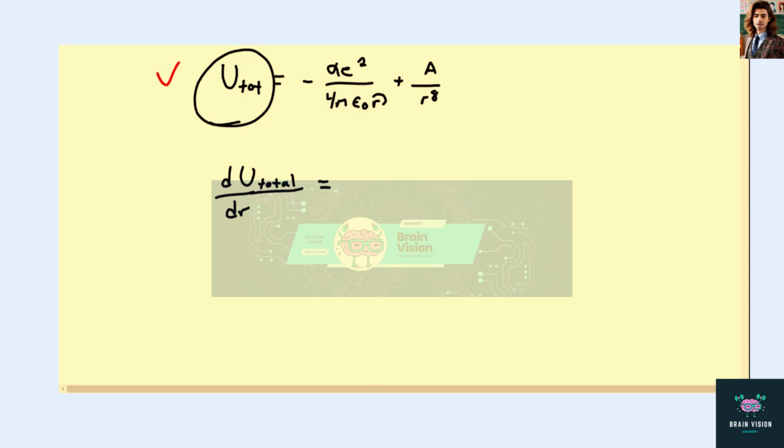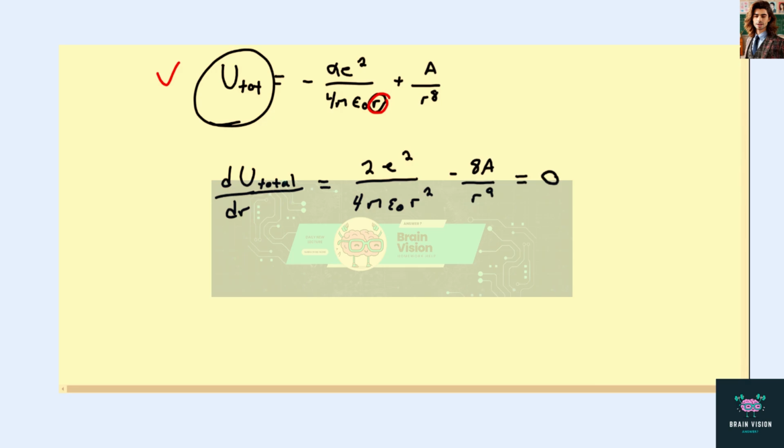And for part B, just to refresh your brain, we take the differential with respect to r. So you're just going to use from here. And for that, we end up with 2e squared, because remember, we're just looking at this r. We're not caring about anything else in here. Over 4 pi epsilon naught r squared, minus 8a over r to the 9th. And we're going to set this to 0.